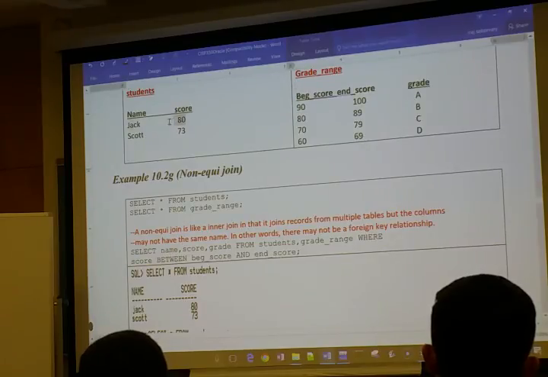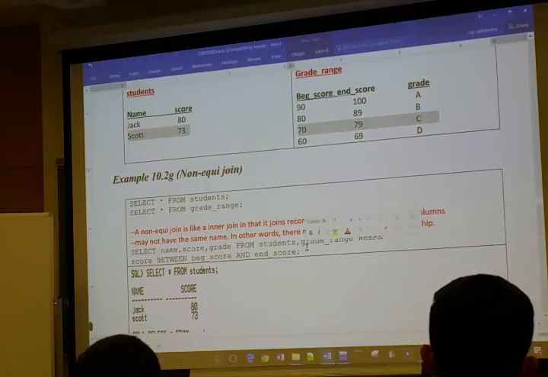So when we're looking at this, is that 80 within this range, 90 and 100? No. Is it between 80 and 89? Yes. So at this point, we found a match. Having that match, I display the name, the score, and then the grade, which in this case is a B. Then I do the same thing with the other rows. I don't find a match there, I don't find a match there, so I go to the next row, and this one matches up. Then I display Scott, 73, C. And notice that it's scored between that range.